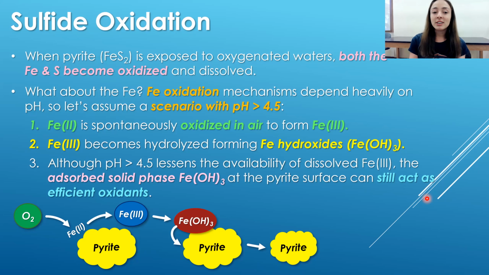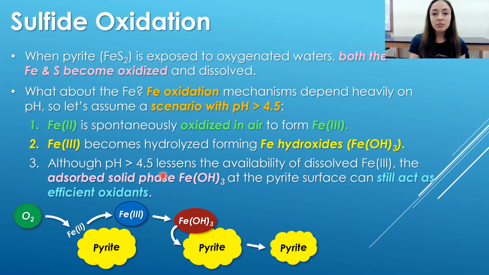However, I mentioned here that iron oxidation mechanisms are heavily dependent on pH. I meant to mention that earlier. Oops, I'm sorry, I'm mentioning it now. Because they're heavily dependent on the pH of the ambient solution, when the pH is greater than 4.5 or around that, the ferric iron likes to be in the solid phase as ferric hydroxide minerals.